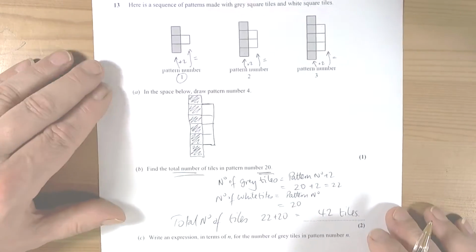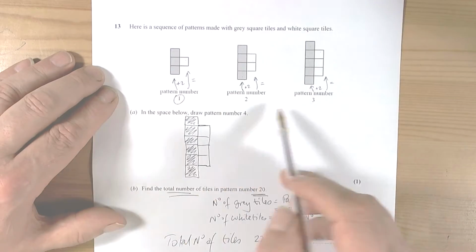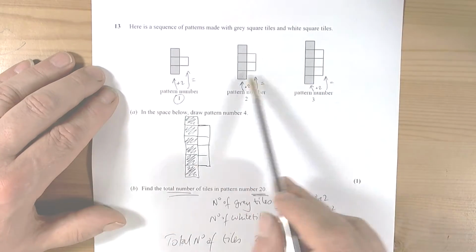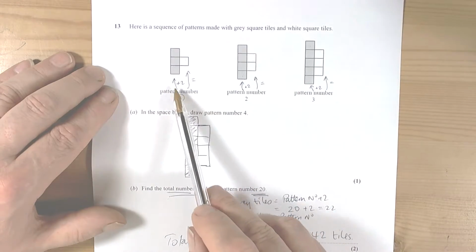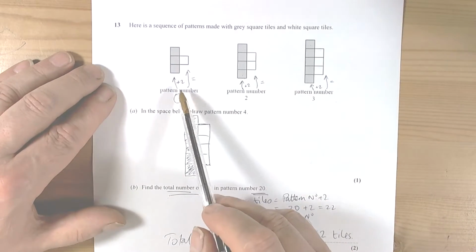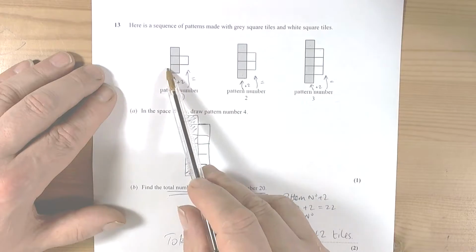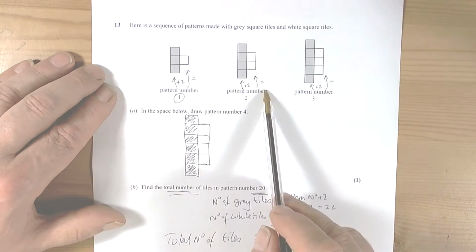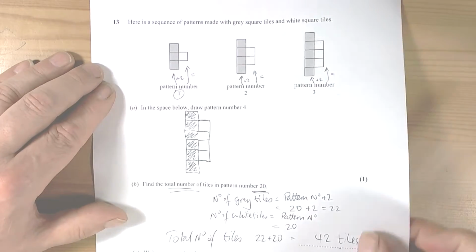So again, with these patterns and pictures, try and look for patterns between the pattern numbers and the pictures themselves. That's usually a good way of trying to identify what's going on. And we can see quite quickly here that the number of grey tiles was always 2 more than the pattern number, and the number of white tiles was the same as the pattern number.